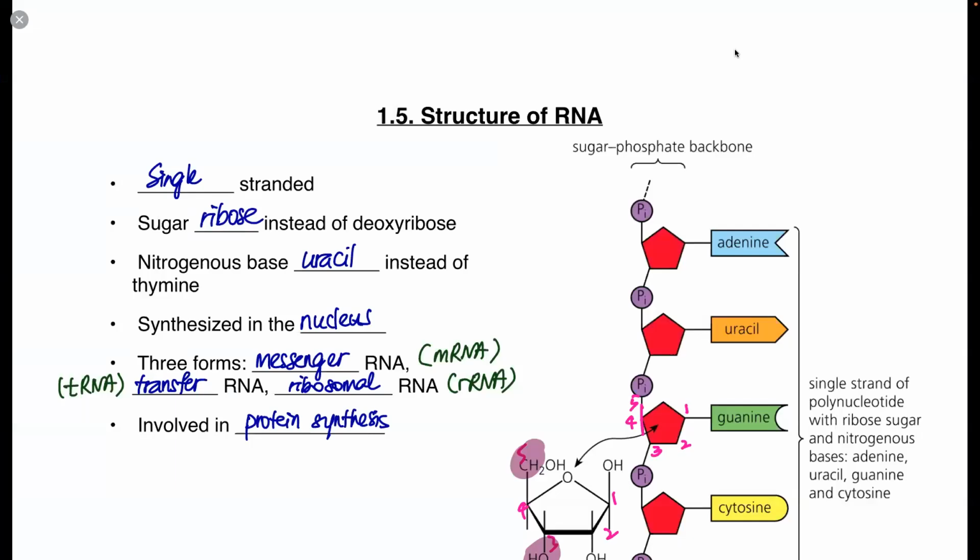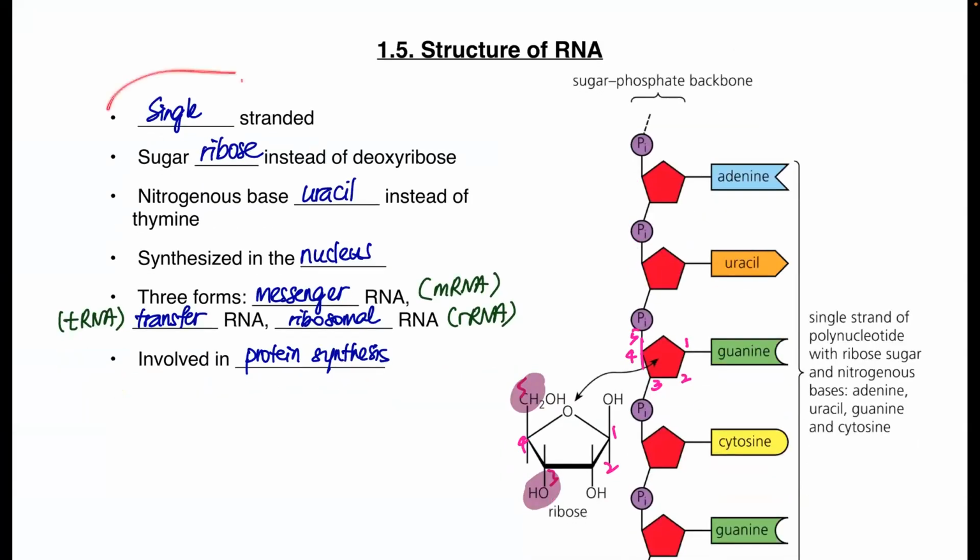Okay, so RNA is very similar in structure to your DNA, except that it is single-stranded, and it has a ribose instead of deoxyribose. The other difference is that instead of having thymine as a nitrogenous base, it has uracil. So that's another thing to note. It is typically synthesized in the nucleus.